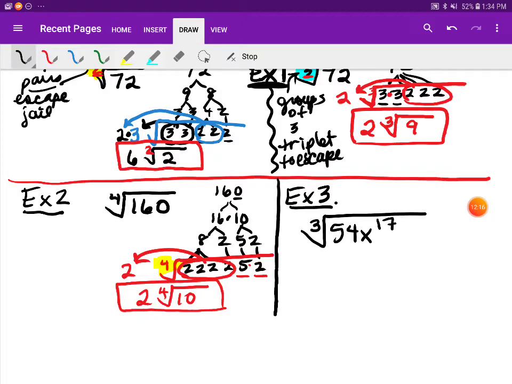Well, what kind of jail is it? So is it square root jail? Or is it cube root jail? Is it fourth root jail? How many partners, how many things do you need to escape? So 3. So I need 3 things to escape.